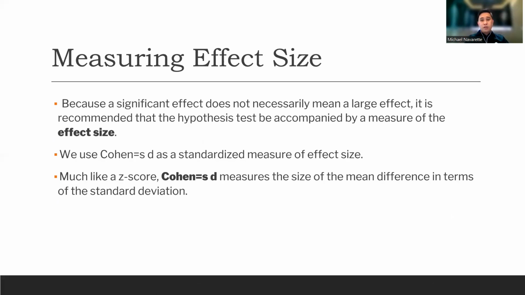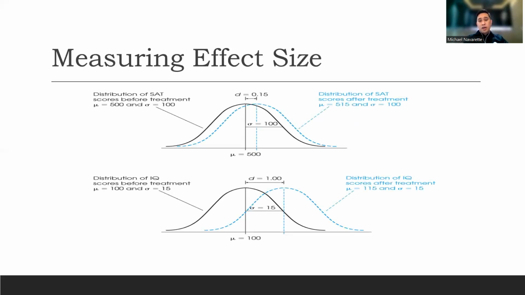Because a significant effect does not necessarily mean that a large effect is present, the hypothesis test is accompanied by a measure of the effect size. We use Cohen's d as a standard measure of the effect size. An effect size is important because it allows us to compare the effects both within and across studies. We need an effect size to measure and to estimate.